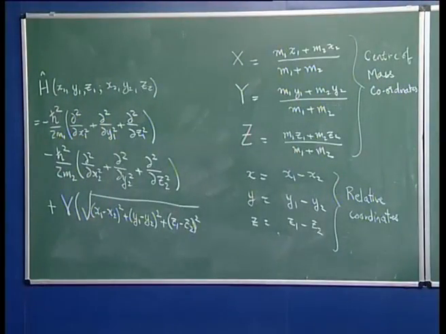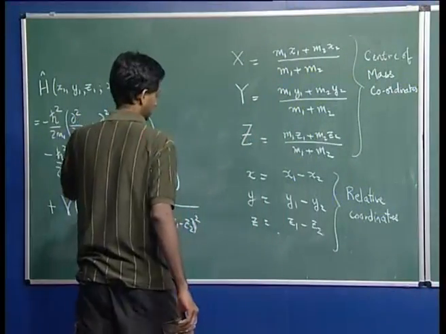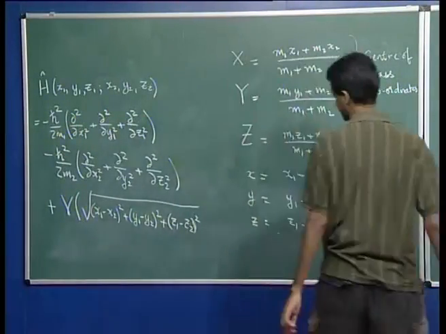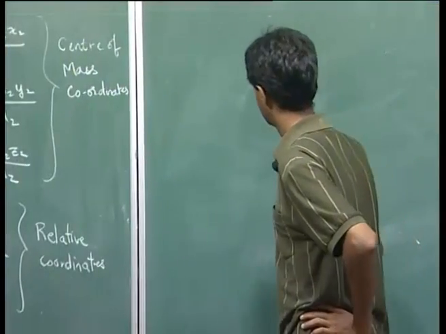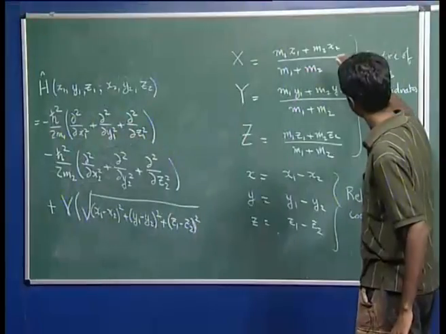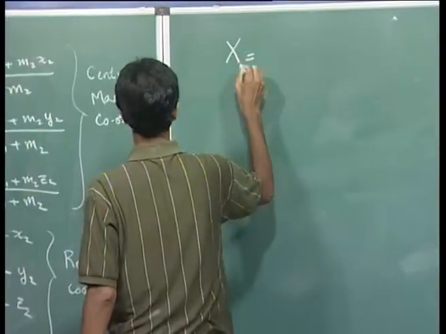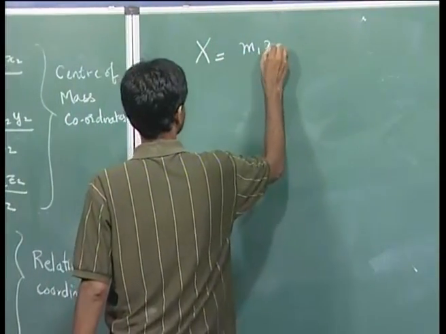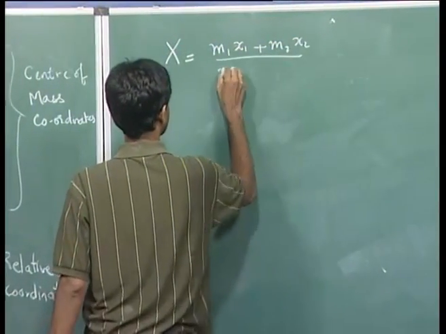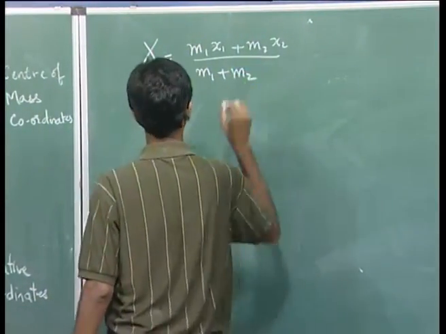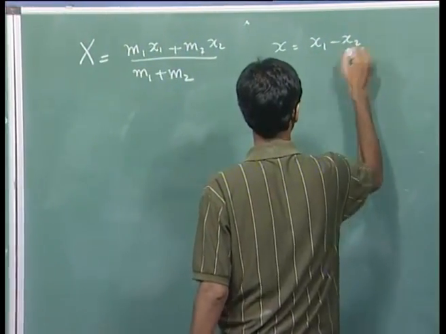Okay. In order to do this, wherever we have d by dx1, we want to write it in terms of d by d capital X and in terms of d by d little x. Okay. So we have the equation capital X is equal to m1 x1 plus m2 x2 divided by m1 plus m2. Okay, and we have little x is equal to x1 minus x2.